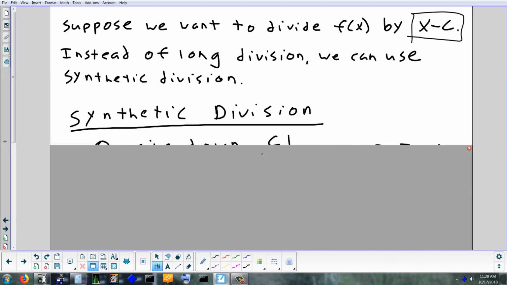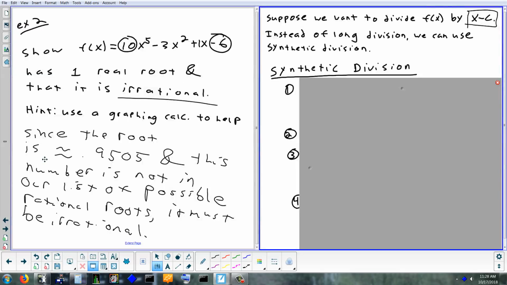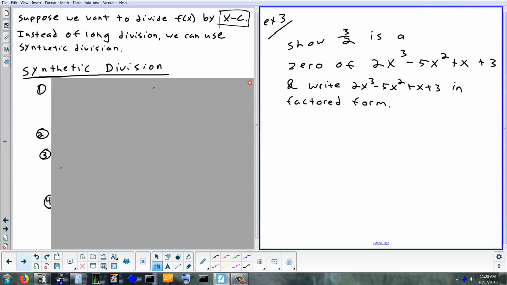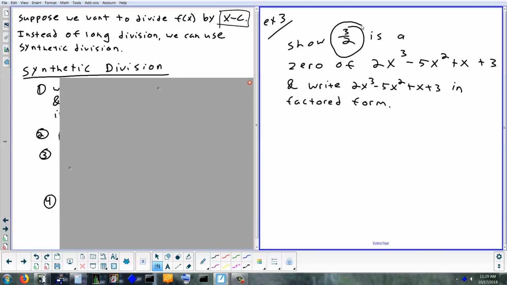All right, so what I'll do is I'm going to show you the steps for synthetic division, and we'll kind of do a problem at the same time. There's 4 steps. Probably fit them on 4 lines. And then leave yourself room below that to do an example. All right, so in example 3, we're going to use synthetic division to show that this number is a 0. But I'm not going to show that directly.